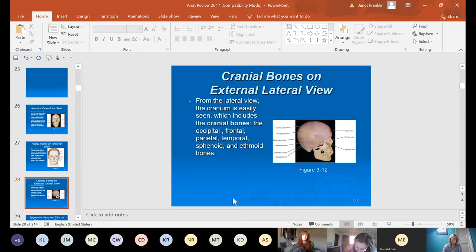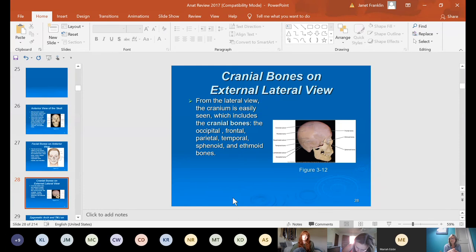Cranial bones. You have cranial bones and you have facial bones. So, because some of them are paired, you have one occipital, one frontal, two parietal, two temporal, one sphenoid, and one ethmoid. So any other bones we talk about are not cranial bones. They're going to be facial bones. So just kind of watch when you're taking the test.